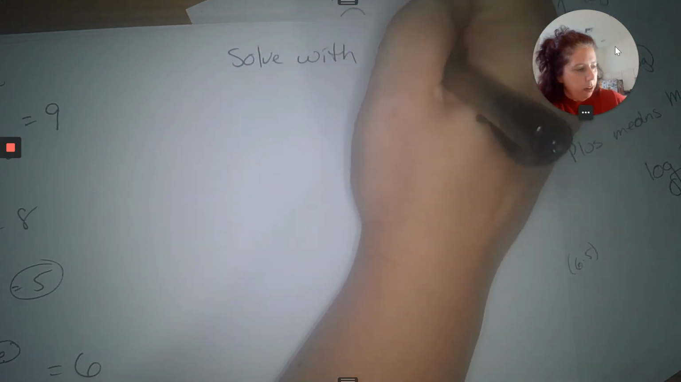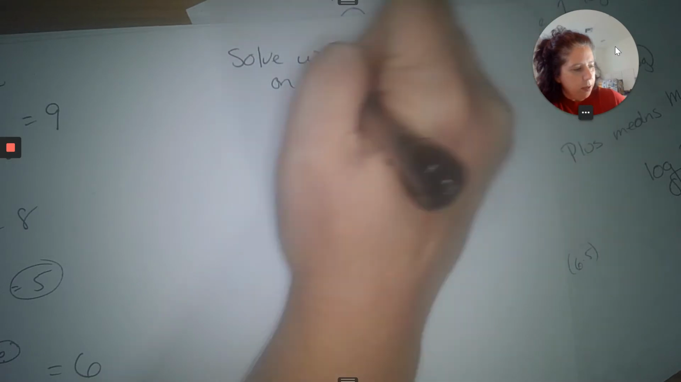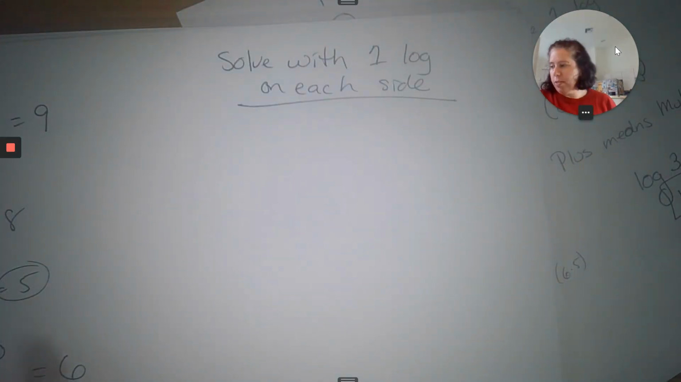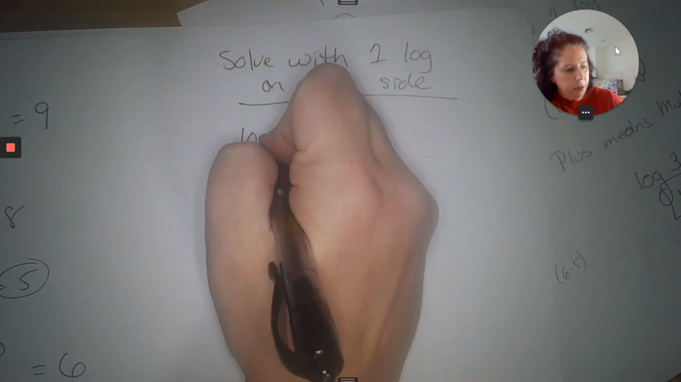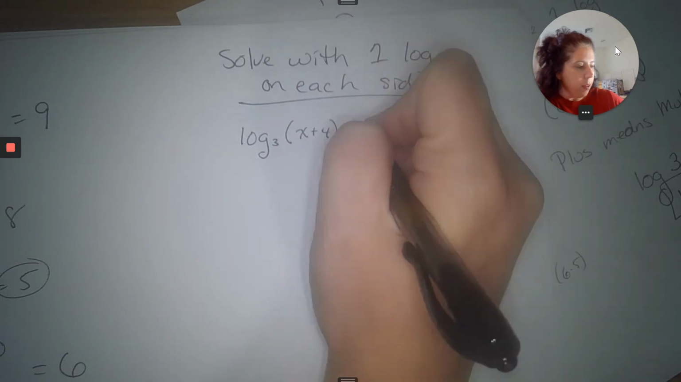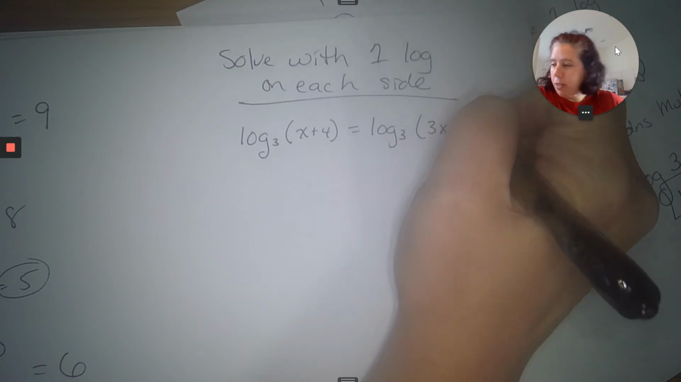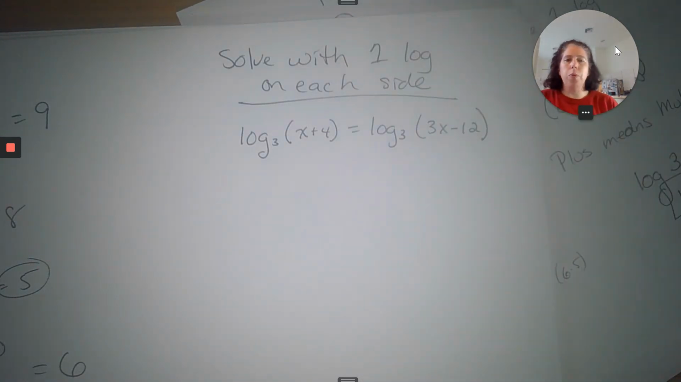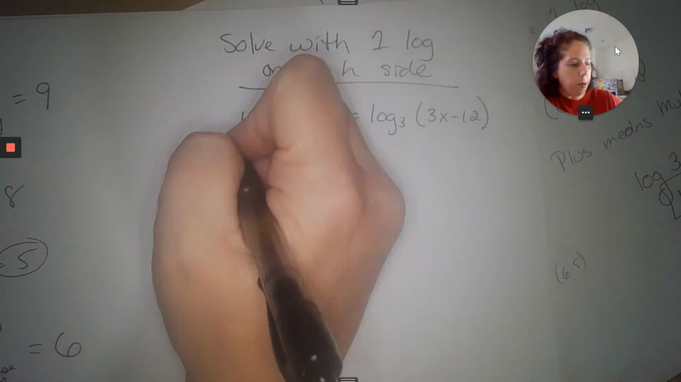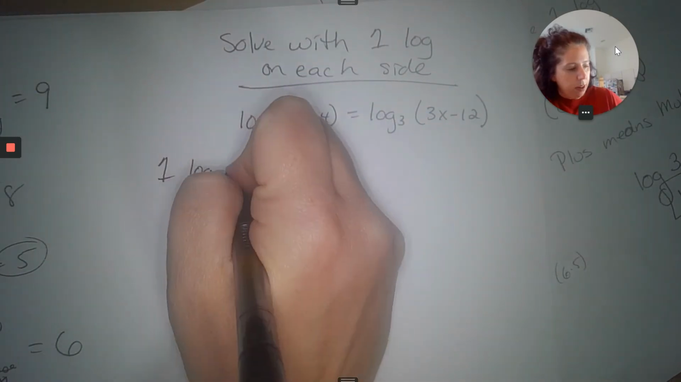Okay, now the other part is we're going to solve with 1 log on each side. Okay, so we're going to do something pretty easy. So if I give you log base 3 of x plus 4 equals log base 3 of 3x minus 12. Okay, so this only works if there's 1 log on each side. If you have 1 on one side and 2 on the other, we'll get to that next week. So remember, 1 log on each side.